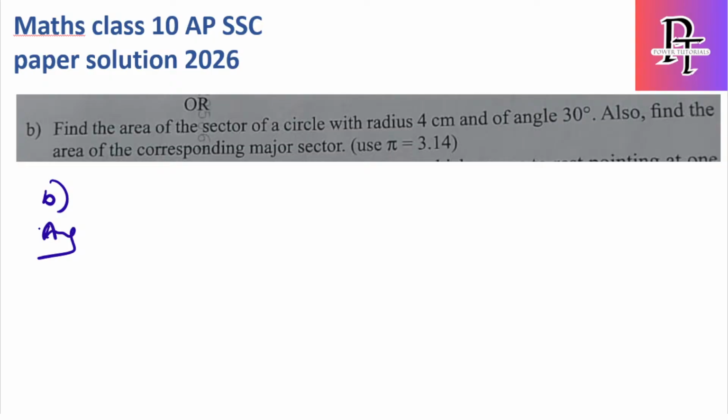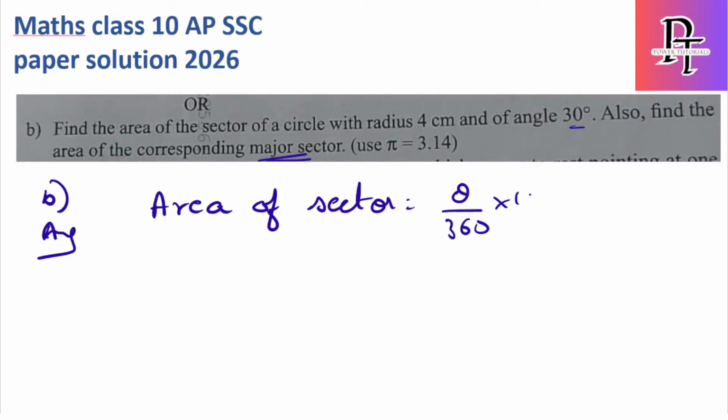Find the area of a sector of a circle with radius 4 centimeters and angle 30 degrees. Also find the area of corresponding major sector. So here we need to find two areas, not only one sector, which is the minor sector, you also need to find the major sector area as well. So first find the area of sector. What is the area of sector formula? Theta by 360 into pi r square.